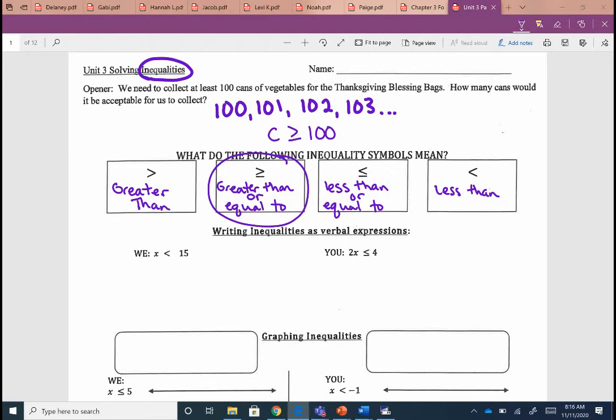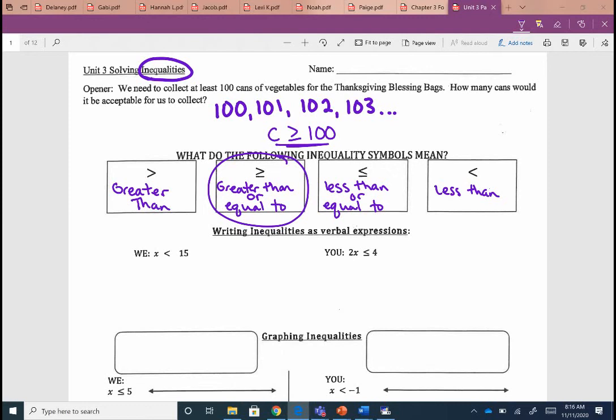One number is not going to do it for us. We're going to have lots and lots of options. So instead of having to write them all out like 100, 101, 102, 103, possibilities are endless there. We can use our inequalities to represent.